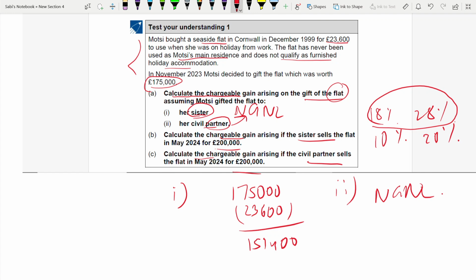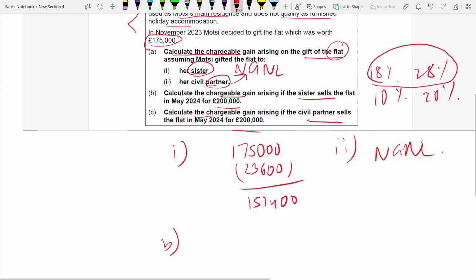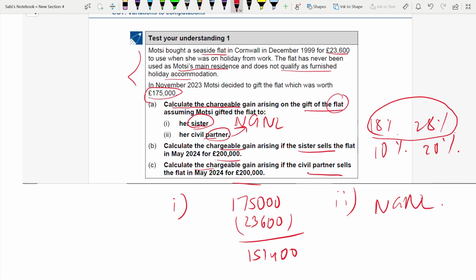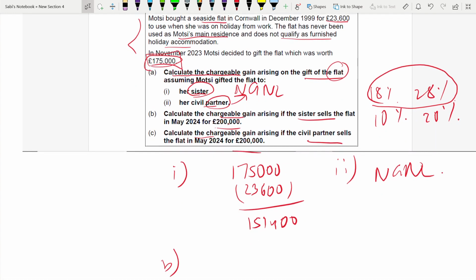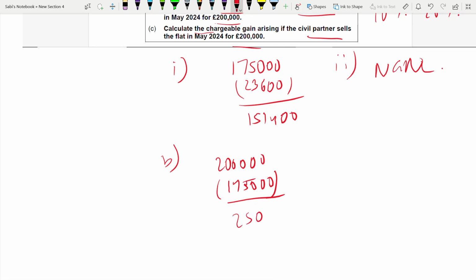Coming to part B. Remember, what is the sale proceed? 200,000 now. And the deemed cost will be 175,000 for Motsi, right? So the sister got it from Motsi, and the sister's cost will now be 175,000. So 200,000 minus 175,000, the chargeable gain for the sister this time would be 25,000. This is very easy.